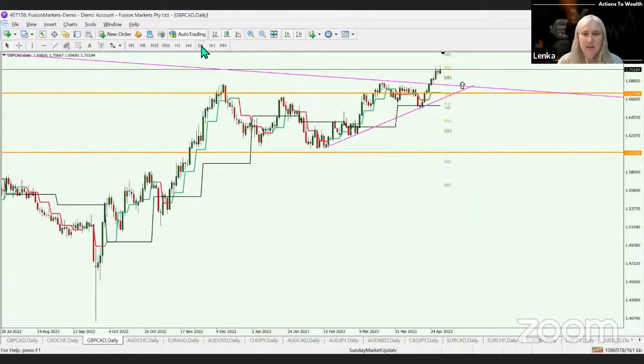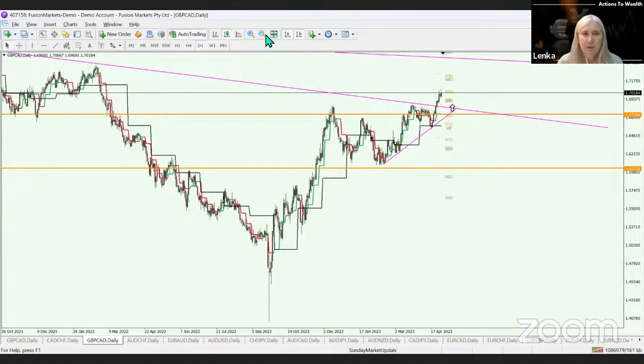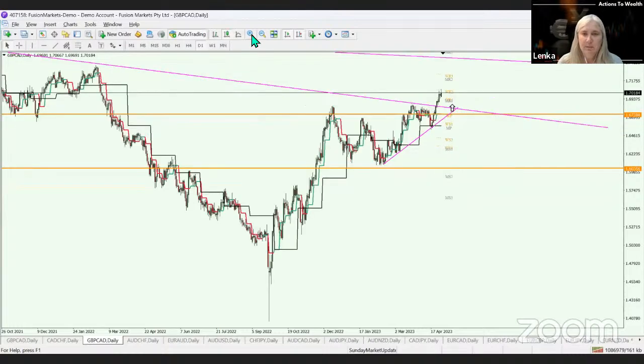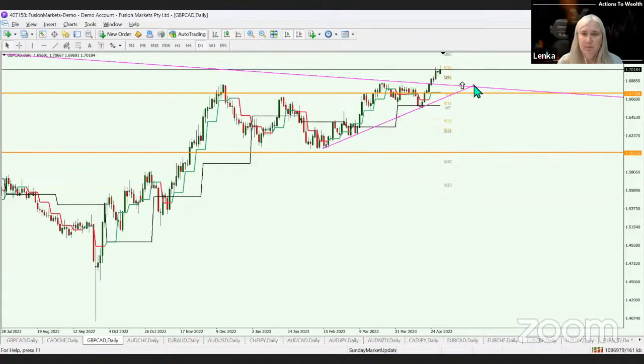On the daily, this is what it looks like. Again, we have price broken above. So looking for any pullback, maybe to this trend line here, or to the horizontal levels, or the pivot levels, anything like that, and looking for long opportunities there.